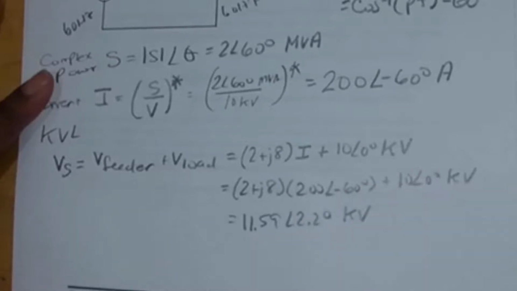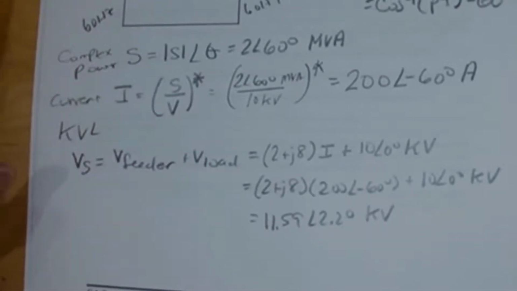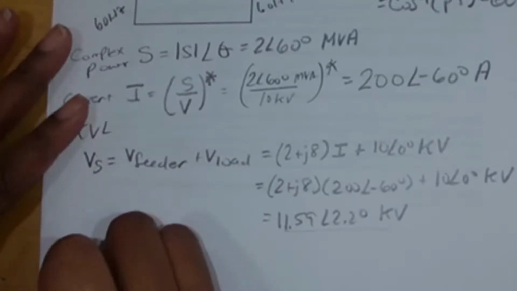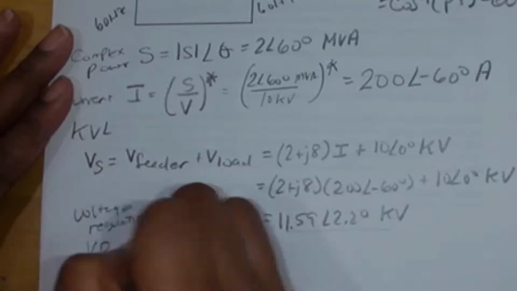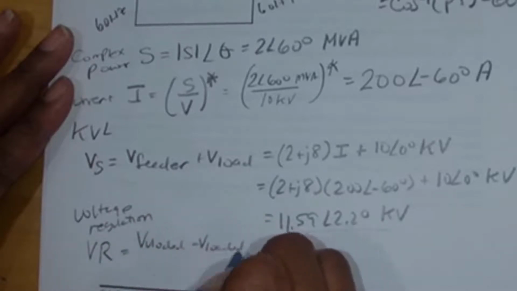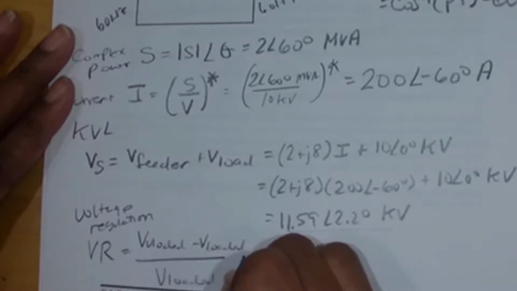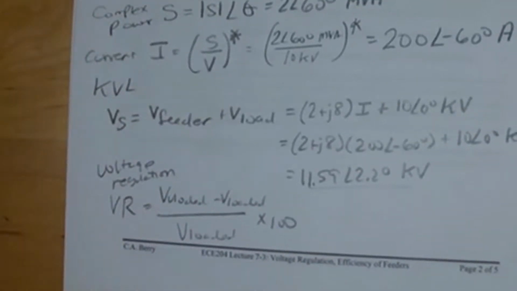So in order to get 10 kilovolts out, I got to send 11.59 in, which is a big difference between 11.59 and 10K. So this is what happens when you don't have a good power factor, it requires a large voltage just to get 10 on the other side. And the way we quantify this value is called the voltage regulation. The voltage regulation is the voltage for the unloaded circuit minus the voltage for the loaded circuit divided by the voltage for the loaded circuit times 100.